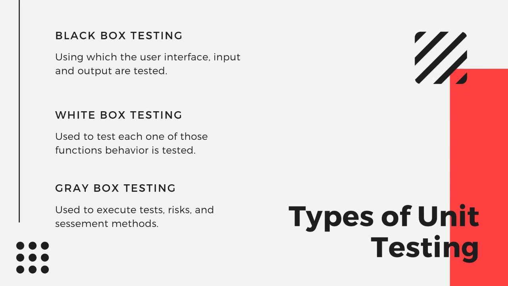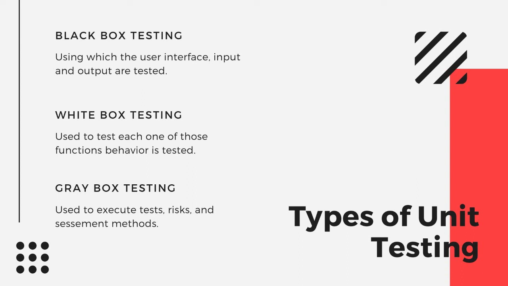So in white box unit testing, an internal perspective of the system as well as programming skills are used to design the test cases. So we need programming skills, and we have to see the code, the internal system, to be able to design the test cases. The tester chooses inputs to execute paths through the code and determines the expected outputs.